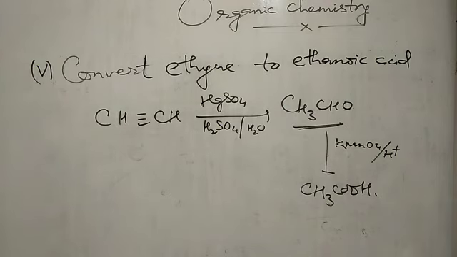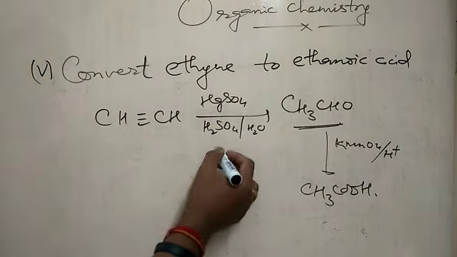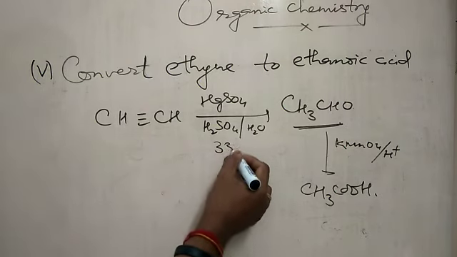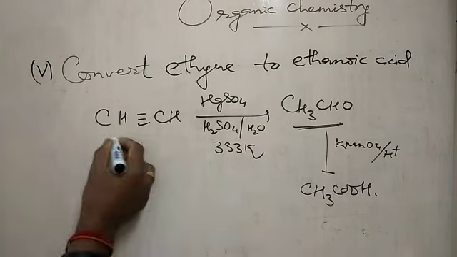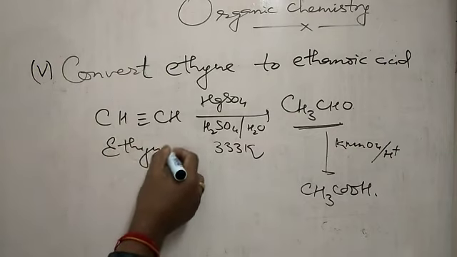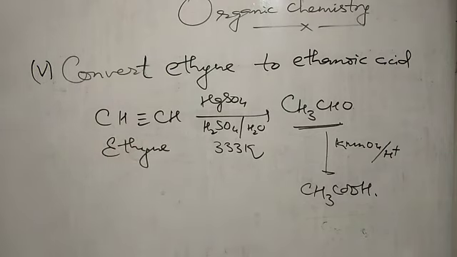So ethyne reacts with HgSO4, H2SO4. This reaction happens at 333 Kelvin. This is ethyne. So ethyne forms CH3CHO. It is oxidized to give ethanoic acid.